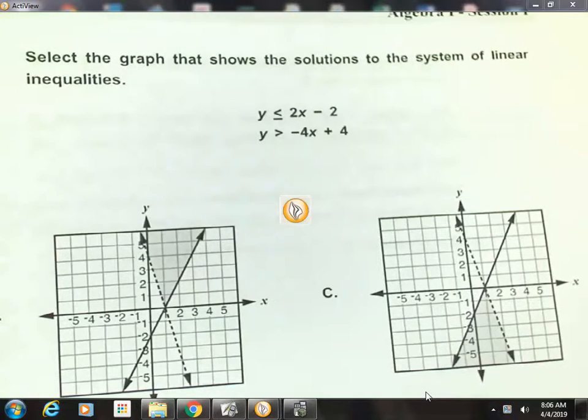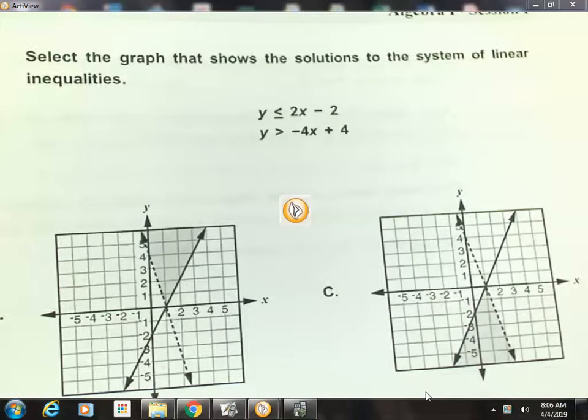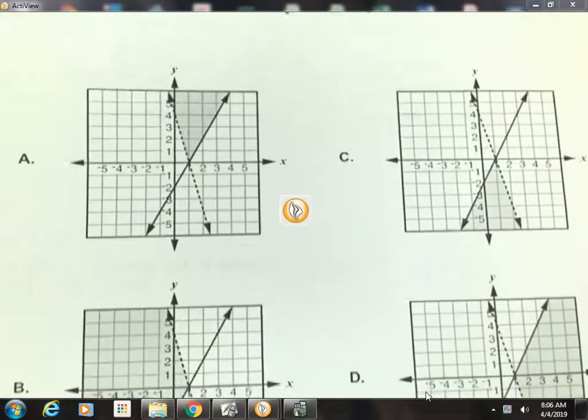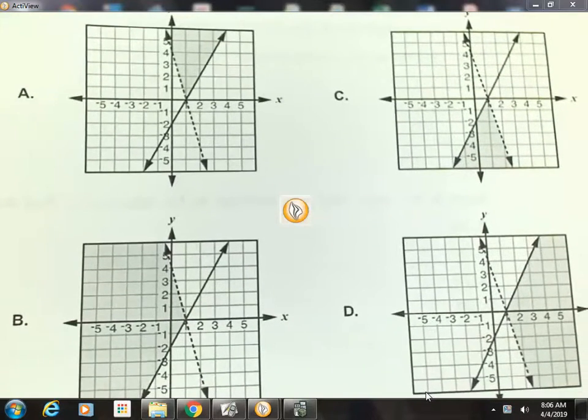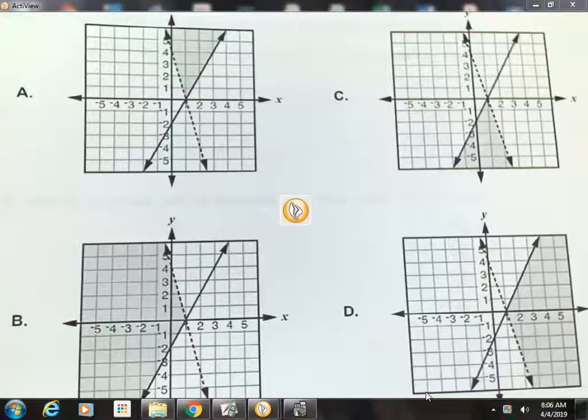Question: select the graph that shows the solutions to the system of linear inequalities. It's a multiple choice question, and we have A, B, C, or D to choose from. What's the right answer, guys? I think it's actually D as in dog for this question. Let's talk about how we could figure this out.